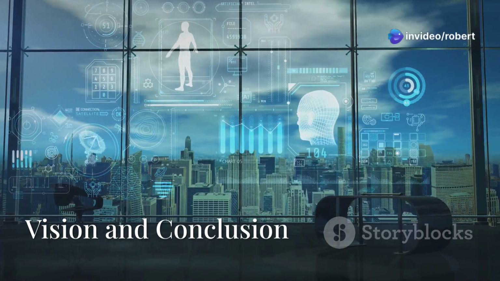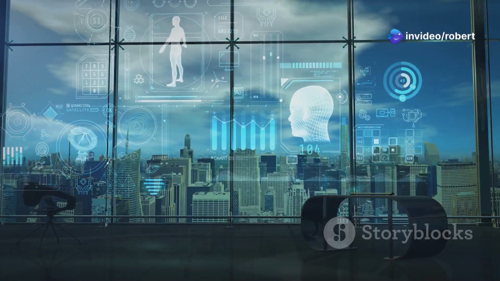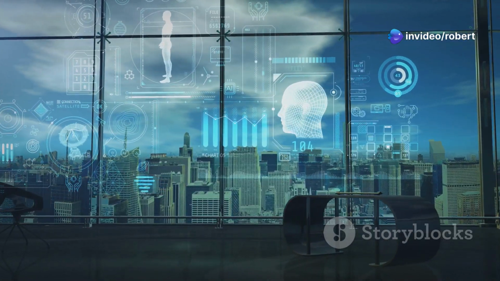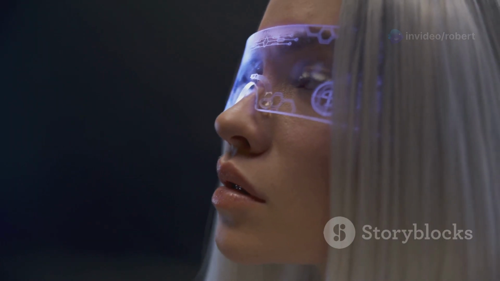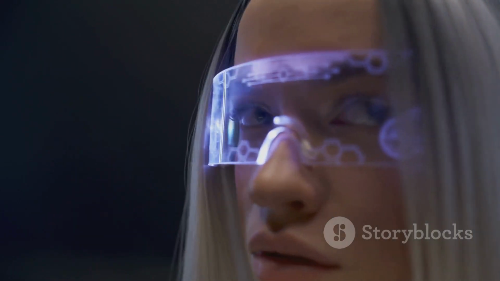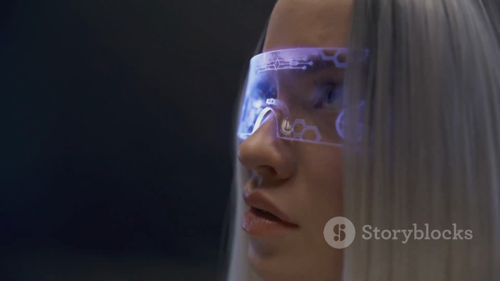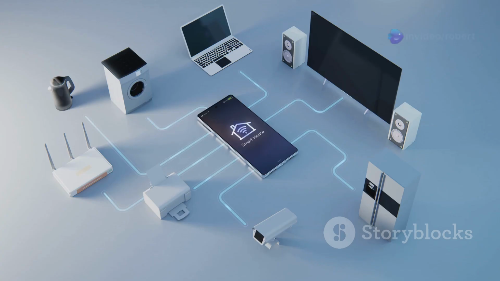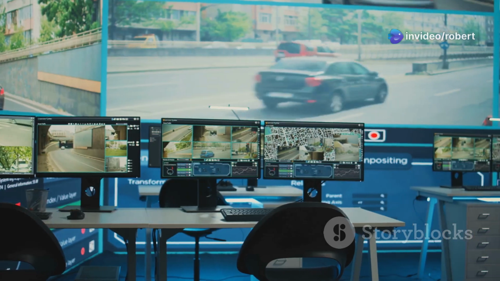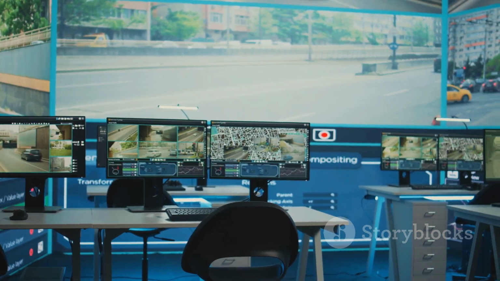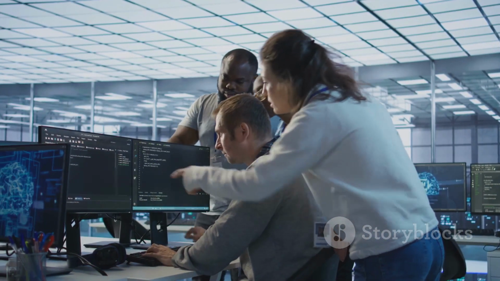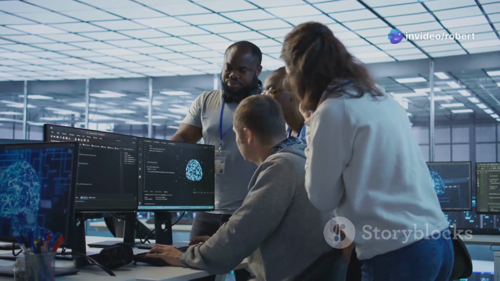So as we look ahead, we see a future where technology seamlessly integrates into our daily lives. It's not just about innovation for the sake of it, but creating meaningful experiences that enhance our world. Imagine a place where every interaction is intuitive, every device interconnected, and every moment optimized for efficiency and joy. That's the vision we're working towards. And, well, this is just the beginning.